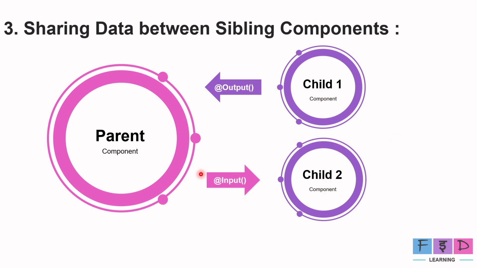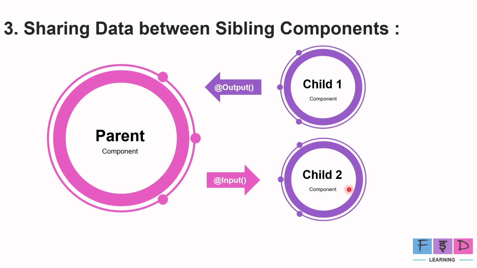And the common link between them is their parent component. So to share data from child 1 component to child 2 component, first child 1 component sends data to the parent component through an event using the @Output decorator. Then the parent component sends the same data to the child 2 component using the @Input decorator.